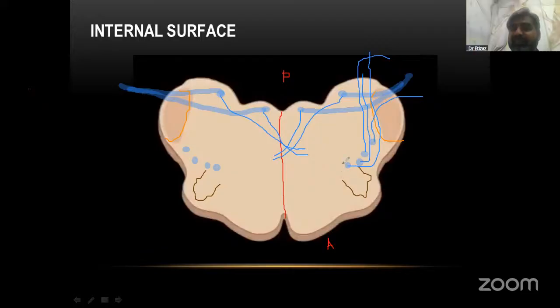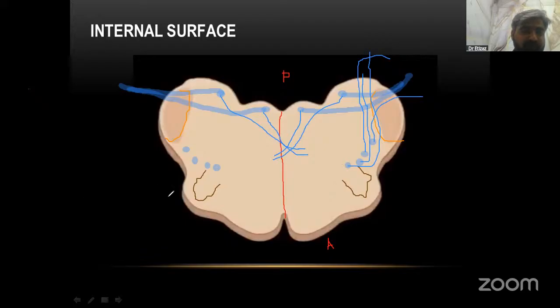So we have discussed yesterday that it is the conscious sensation. It is not unconscious sensation. The sensation which is related to the cortex is a conscious sensation. Conscious sensation is there, not unconscious or non-conscious. So the anterior spinothalamic tract and the lateral spinothalamic tract. We have done the sensory tracts.